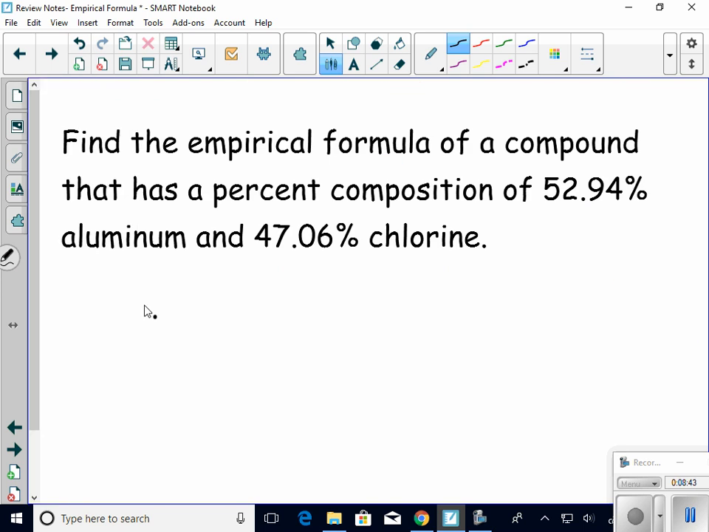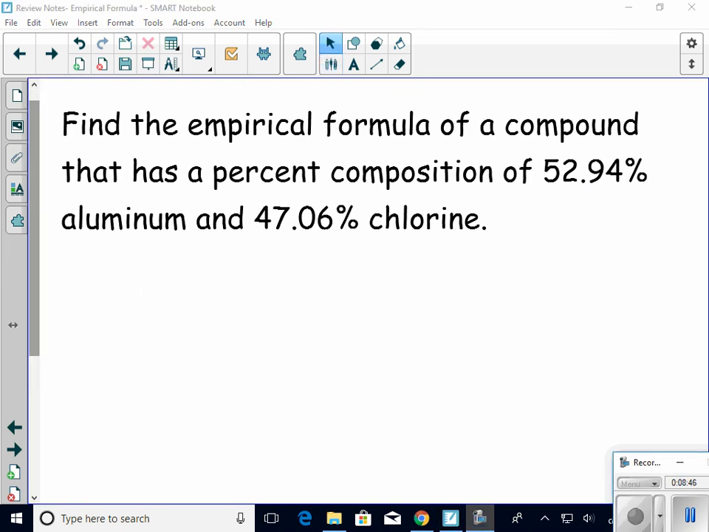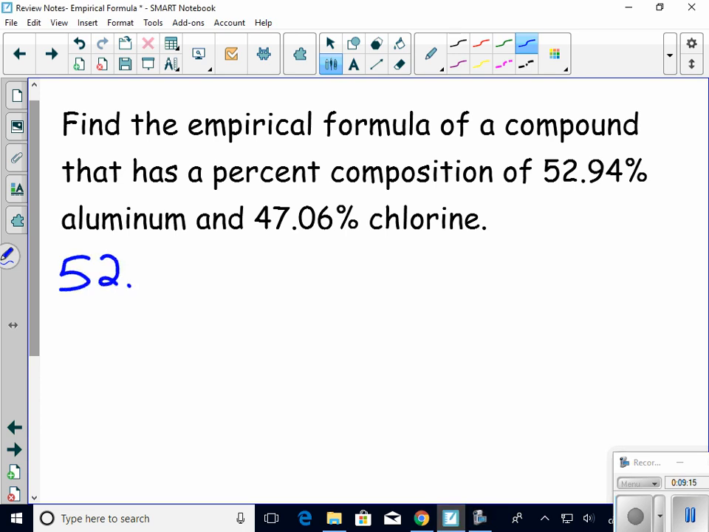I'll give you a second to copy this down. The question states, find the empirical formula of a compound that has a percent composition of 52.94% aluminum and 47.06% chlorine. So once again, I'm given percentages. I know that my percentages equal 100. So I'm going to pretend that I have 100 grams of this, and out of that 100 grams, 52.94 grams are aluminum.